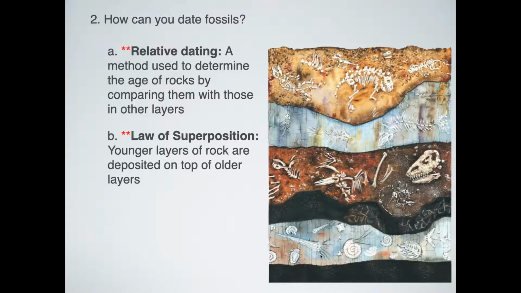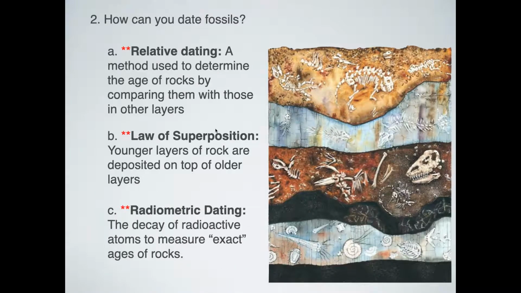But this doesn't really give us a definitive answer, right? How do we know how old these rock layers are, though? Because relative dating requires that we at least know the ages of the rock layer above and below it. And the law of superposition, same thing. It doesn't tell us how old they are. Well, we use radiometric dating, and that is using radioactive decay.